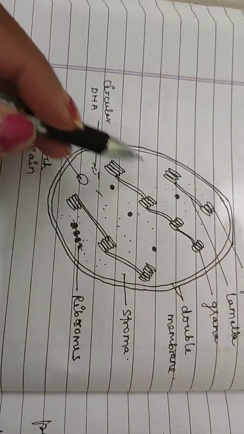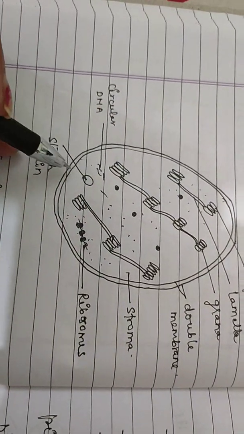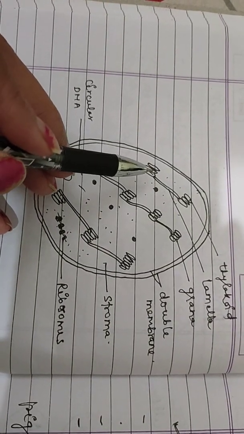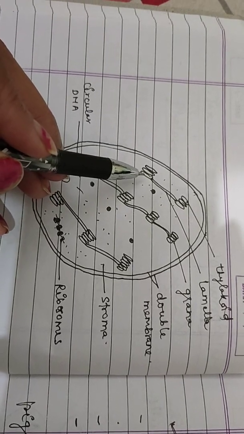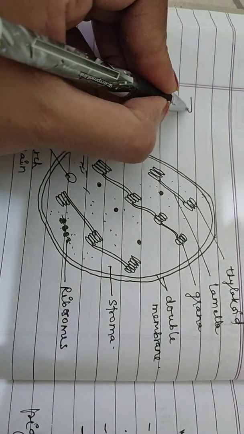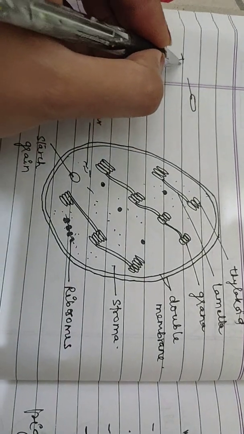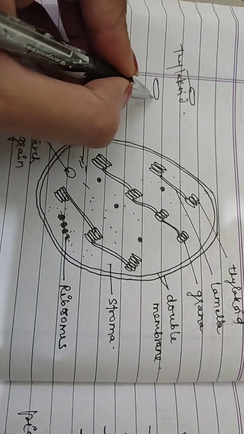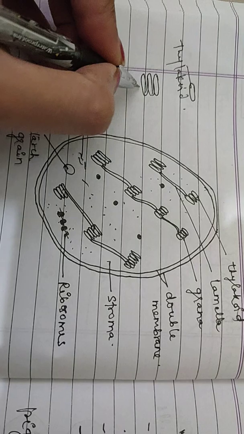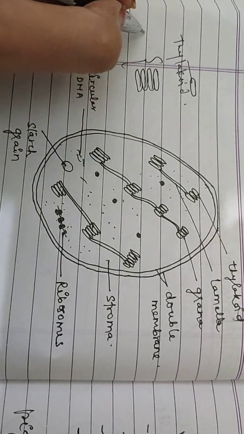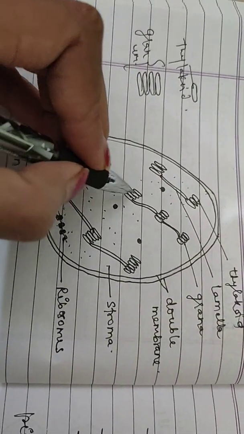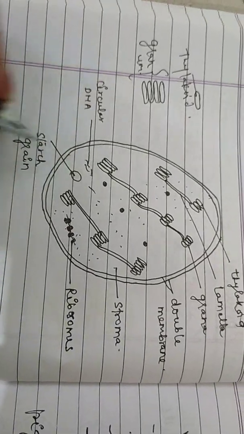So come to the structure of chloroplast. This is a double-walled, double membrane structure, with an outer and inner membrane. There are some stack-like structures, and these are known as grana. This single structure is known as a thylakoid. And when so many thylakoids are stacked one upon the other, this is known as a granum, and so many granum are called grana.